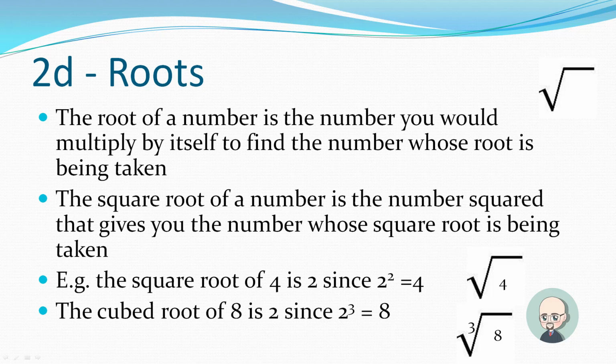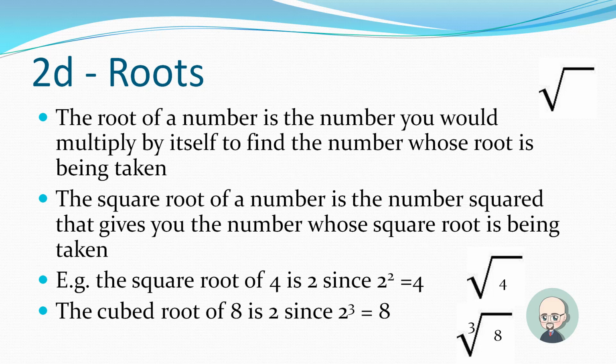Okay, we've been talking about factors, exponents, order of operations, and various other basic math operations. Now we'll be talking about the final one, roots. The root of a number is the number you would multiply by itself to find the number whose root is being taken. The square root of a number is the number which, squared, gives you the number whose square root is being taken.